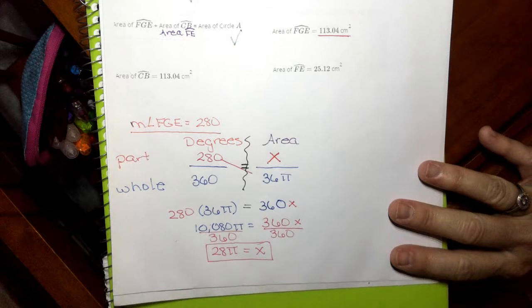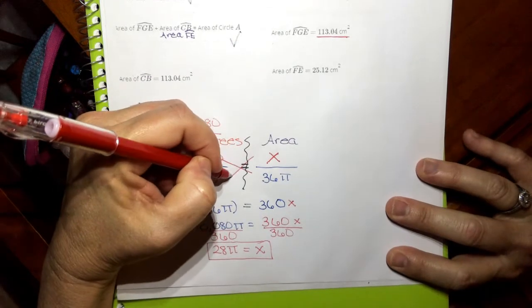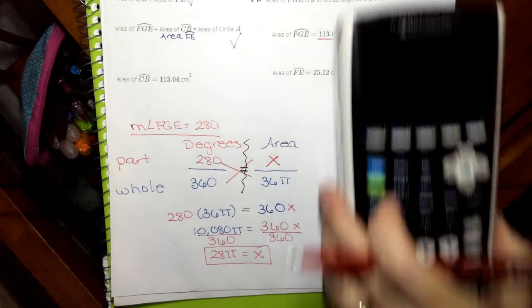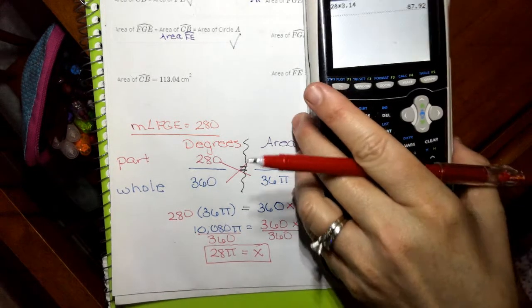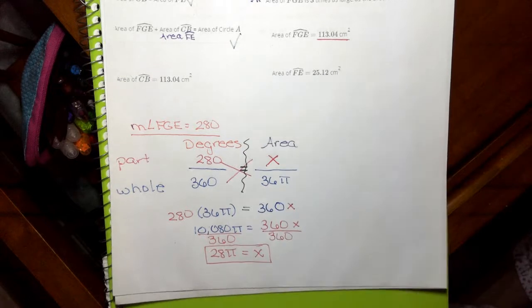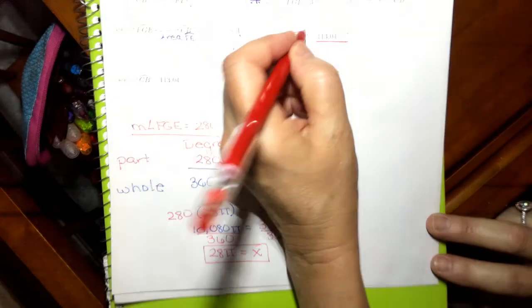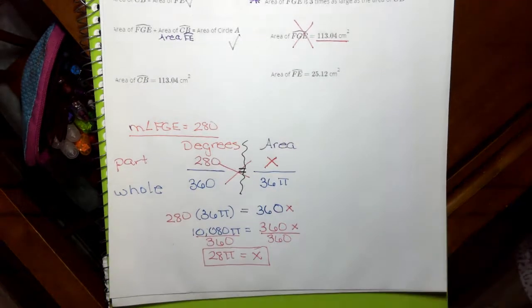Okay, so I did forget to cross here. And as we go back, we came up with 87.92. That is not the same as 113.04, so we are not going to put a green check mark there.